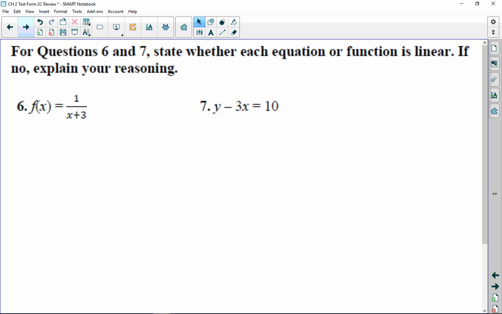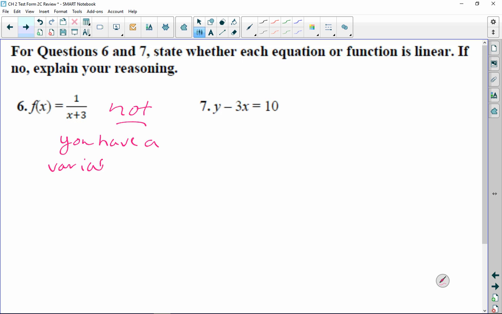Okay, for questions 6 through 7, state whether each equation or function is linear. If no, explain your reasoning. Number 6, yes or no? Is it linear or not? It's not. Why? More importantly, it's a fraction with what on the bottom? A variable, right? So the reason why it's not linear is because you have a variable in the denominator. Hopefully I spelled that right.